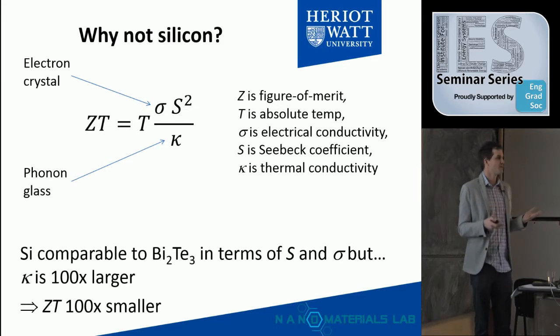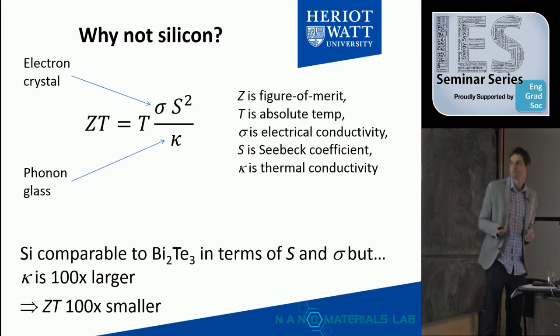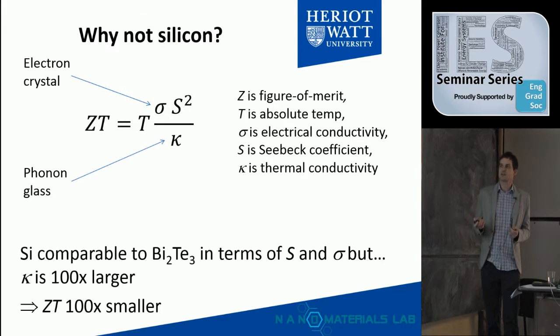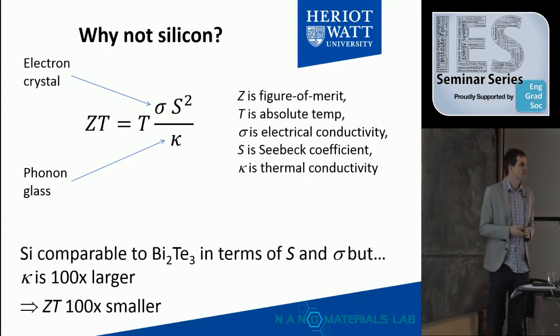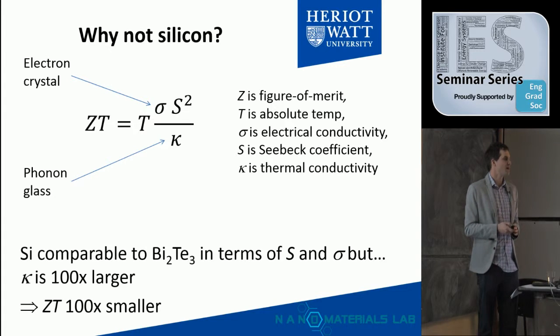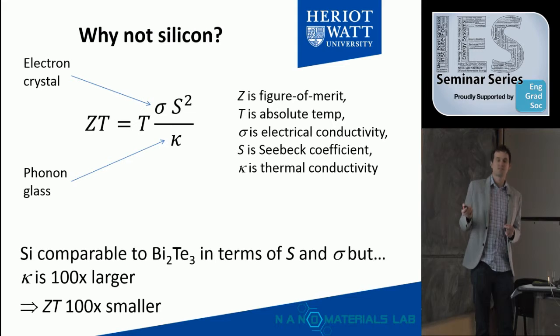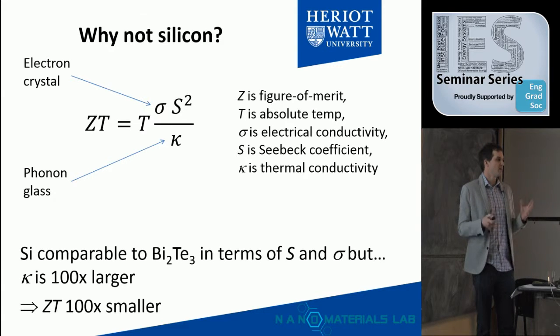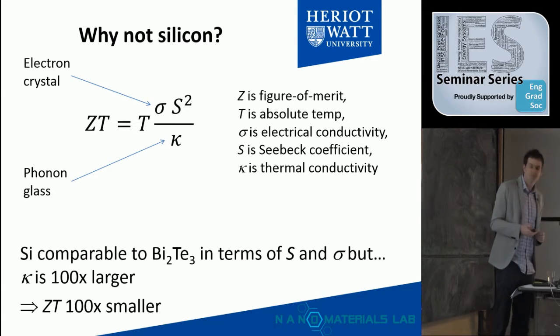tends to be difficult because usually the two go hand in hand, and when one is high, the other is high. So bismuth telluride is pretty good. It's a good combination of the three. Silicon competes well with it on the first two, or can do, but the thermal conductivity tends to be about 100 times higher. So you can see the ZT is 100 times smaller, way, way worse performing in general.